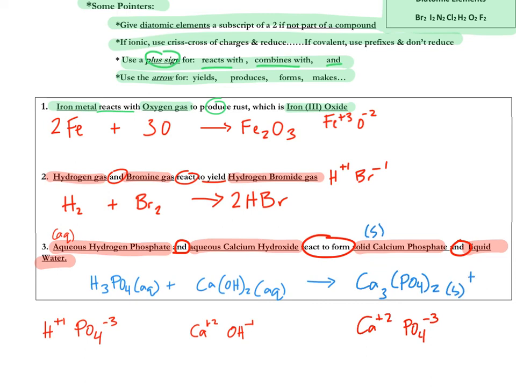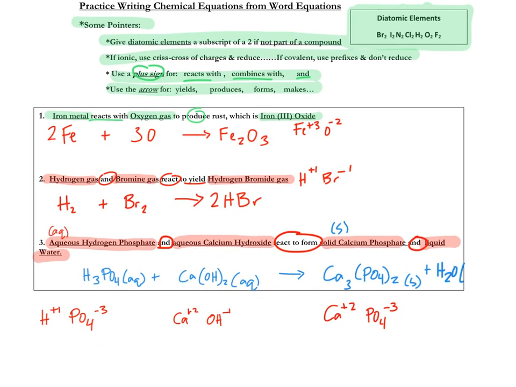And my last one is liquid water. So we know water is H2O, and it's in the liquid form. There we go. All right, so H3PO4, aqueous hydrogen phosphate plus aqueous calcium hydroxide produce or react to form solid calcium phosphate and liquid water. There's my equation transferred from words, a sentence.